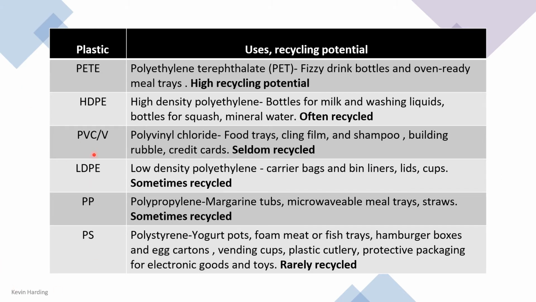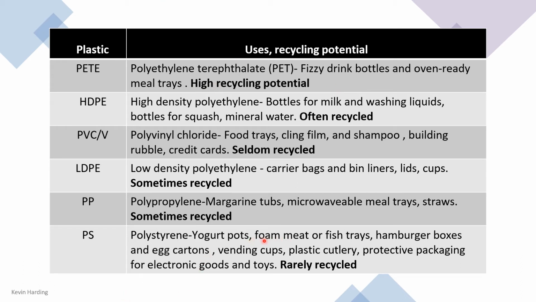Some of the more common types of plastics are PET. Just note that's a typo in these notes; it should not have a second E. It's polyethylene terephthalate, which I can never pronounce properly. Then high density polyethylene, polyvinyl chloride, low density polyethylene, polypropylene, and polystyrene. You can see there some of the uses for these and how you can recycle them. Looking at this one, the PET has a high recycling potential, whereas you go down to the polystyrene.